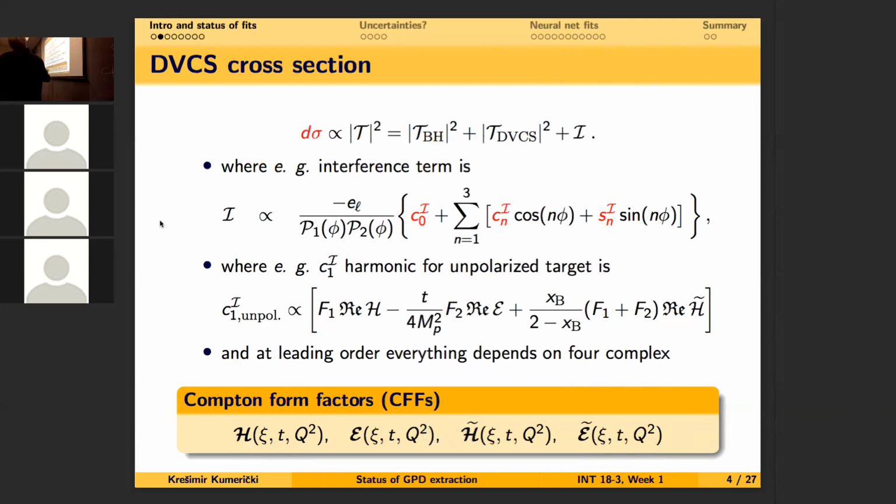For the purposes of this talk, and this is also the state of the art in DVCS fitting, we will stick to leading order Compton form factors, which are these four here: H, H tilde, E, and E tilde. I will discuss a bit later whether at this point we need to go beyond that, but let's stick to these four at the beginning.